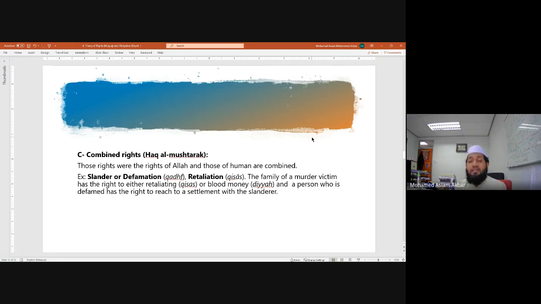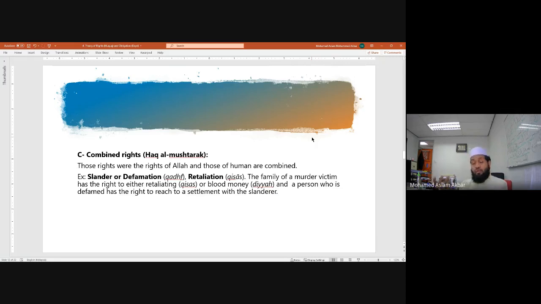So qisas is a kind of justice, right? That's the reason why even a country like the United States, until today, is practicing this law. If it is a first degree murder, the punishment is actually hanging. The punishment is killing. It's a murder, and the punishment is death. So of course it is killing for killing.